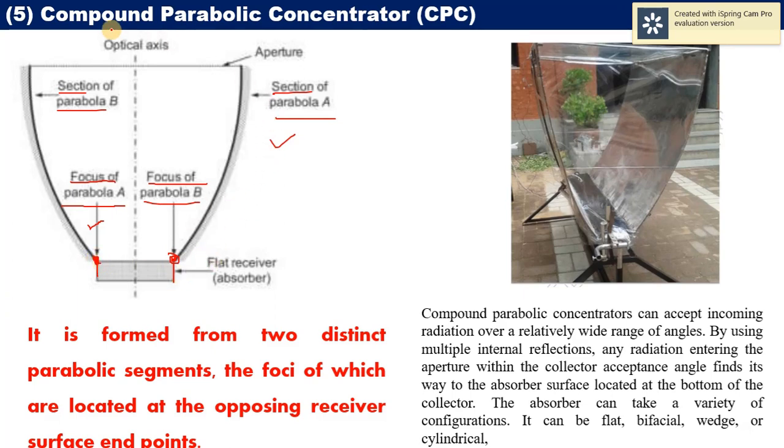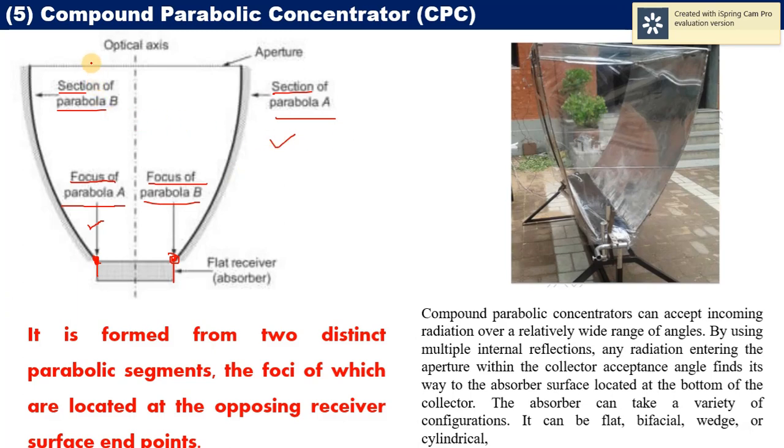It is formed from two distinct parabolic segments, the foci of which are located at the opposing receiver surface end points. The compound parabolic concentrator can accept incoming radiation over a relatively wide range of angles. By using multiple internal reflections, any radiation entering the aperture within the collector acceptance angle finds its way to the absorber surface. So it works the same as the modified flat plate collector.